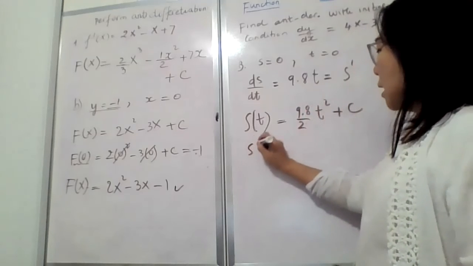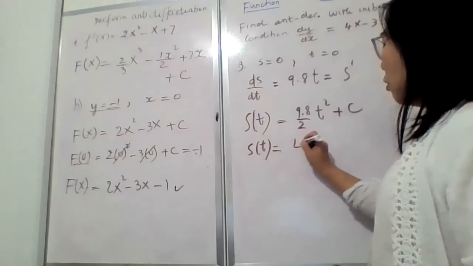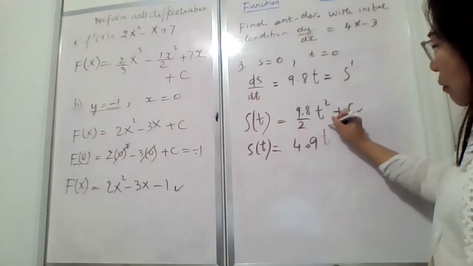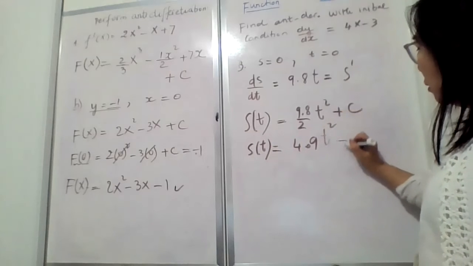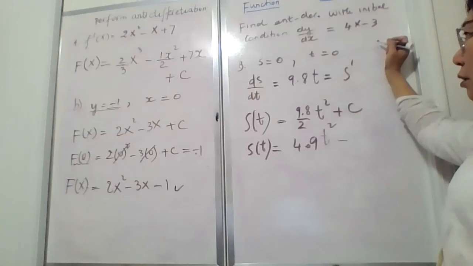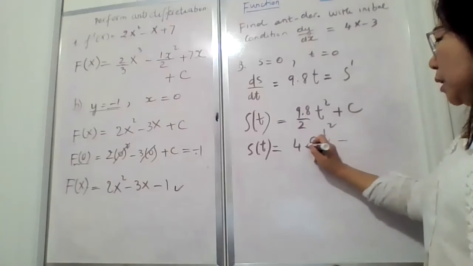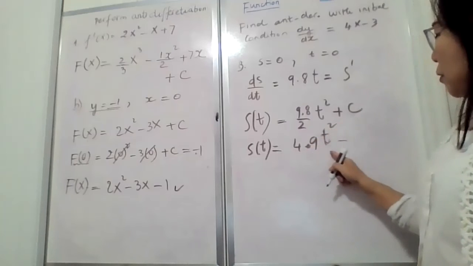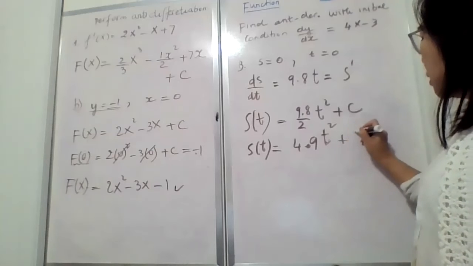So now this s of t will be equal to 4.9. And you will see this number come up very often in physics, right? Which is the 9.8. Here it is the gravitational force, the force from the earth pulling any object. We call it the force of gravity, right? So this number is very familiar to you if you take physics 11. So 4.9t squared plus c.